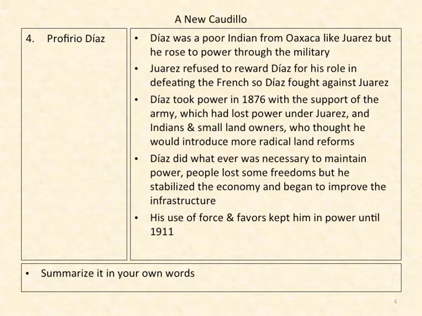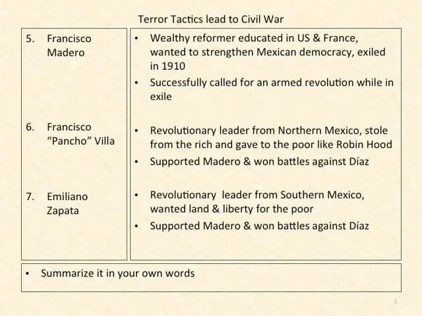Now, the difference with Diaz is that he did whatever was necessary to maintain power. So people lost some freedoms, but since he had stabilized the economy and began to improve the infrastructure, he didn't face massive rebellions. His use of force and favors keeps him in power until 1911. After that, it goes downhill. You get terror tactics and civil war.